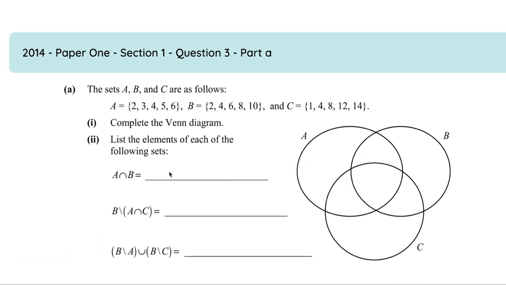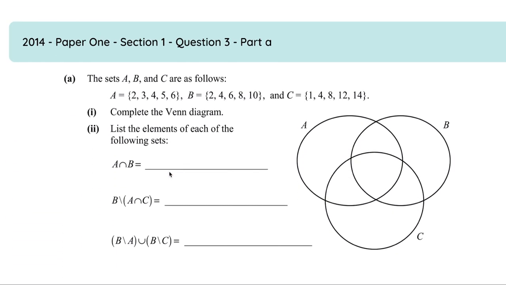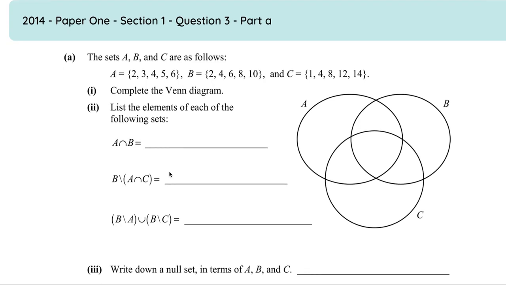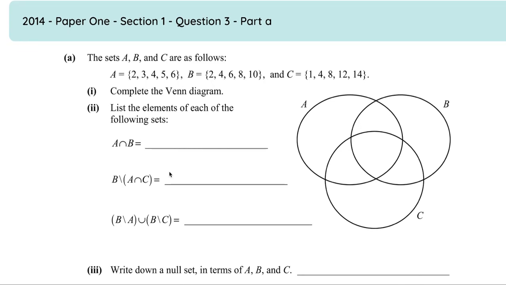The next one then is 2014 paper 1 section 1 question 3 part A. So looking at this again, we have been given a list of elements in the sets, and now what we need to do is place them within the sets, just like we did before. So 2 belongs to A and B, so I'm going to put that in there.